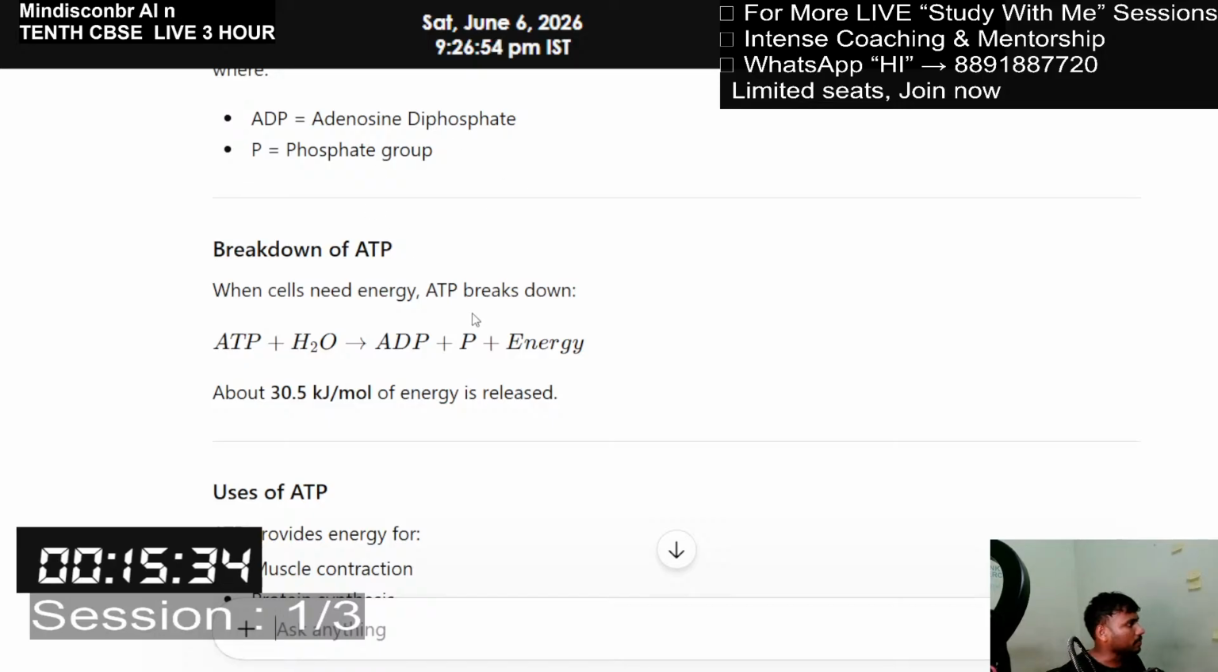Breakdown of ATP. When cells need energy, ATP breaks down. ATP plus water gives ADP plus phosphate plus energy.